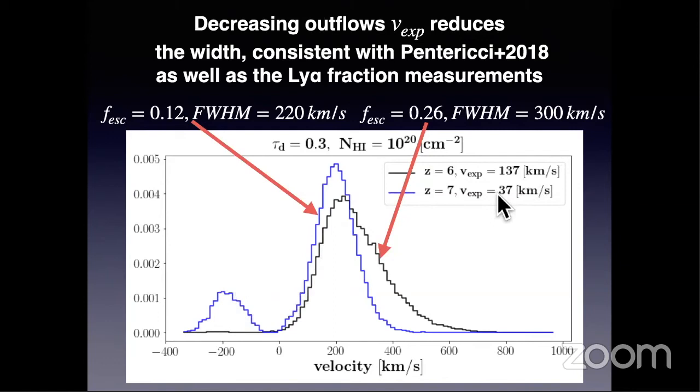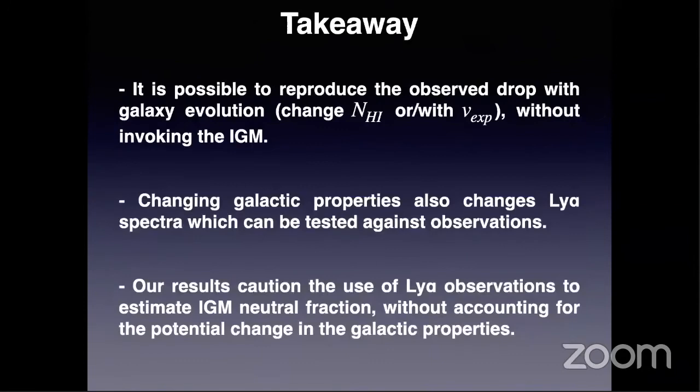your outflow velocity. So just my takeaway here, because of the time, it's really possible to reproduce the observed drop just by galaxy evolution. The galaxy evolution, changing these galactic properties, can really change the Lyman alpha spectra, which can be tested with the observations, right? And I guess to accurately estimate the neutral fraction and estimate cosmology from Lyman alpha observations, one needs to take into account these potential changes, which with more data sets and more samples and more spectra in the future, we should be able to map this spectral line change with the change in the galactic properties. And with that, I stop here.